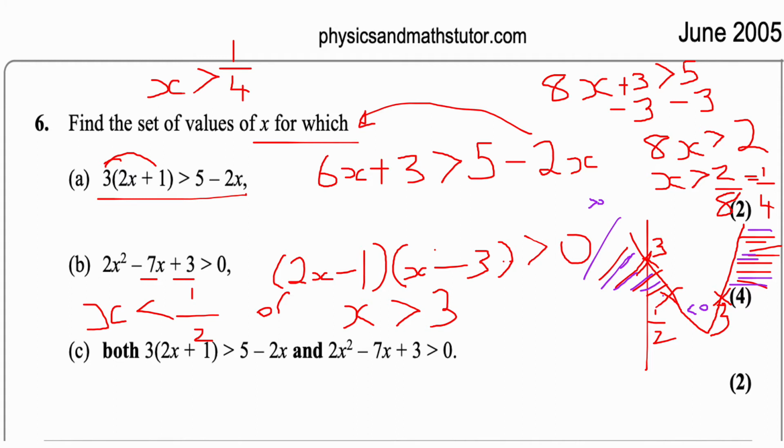Okay, at this point and at this point. So they are your two solutions to the quadratic inequality: x is strictly less than a half, or x is bigger than 3. Part C says find the set of values for which both the linear inequality and the quadratic inequality match.